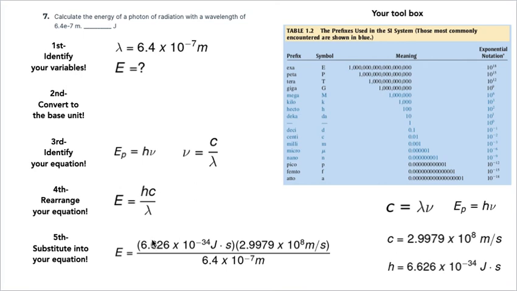We can now substitute in for h, c, and lambda. And here's Planck's constant times the speed of light divided by lambda. And if we put that all in our calculator, we'll get 3.1 times 10 to the negative 19th joules of energy.